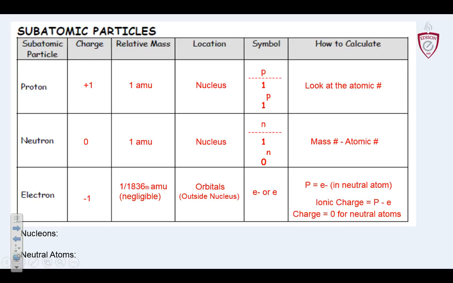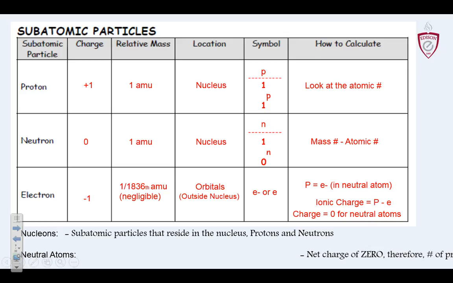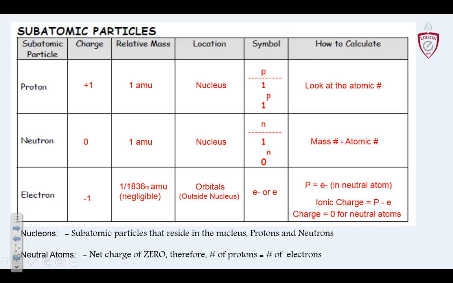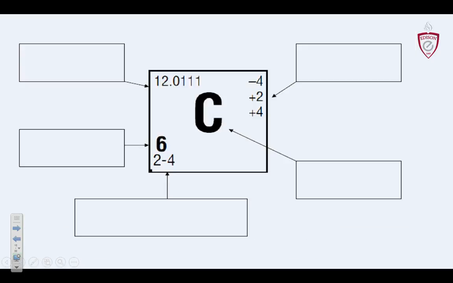Back to our important words at the bottom of this chart. Nucleons: subatomic particles that reside in the nucleus. That would be the protons and the neutrons. And neutral atoms have a net charge of 0, because the number of protons equals the number of electrons and their charges are opposite.